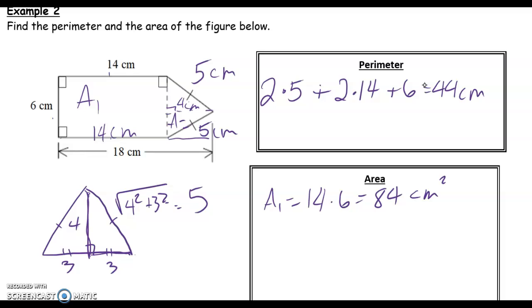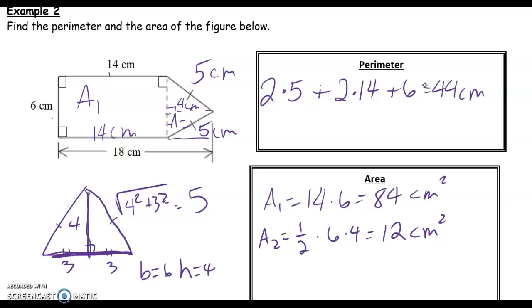My area 2 here, I've got a length of 6, right? This whole side is 6. So my base is 6. My height is 4. So area 2 would be 1/2 times 6 times 4, which would be 12 centimeters squared. So my total area is 84 plus 12, or 96 square centimeters.